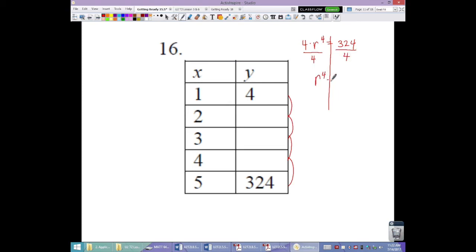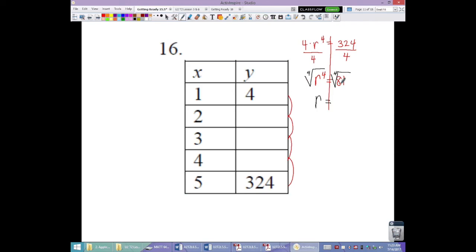So r to the 4th gives us 81. And just like the inverse of r squared was the square root, and the inverse of r to the 3rd was cube root, the inverse of r to the 4th is take the 4th root of each side. So the 4th root of r to the 4th is r. Now, do we expect 1 answer or 2 answers here?